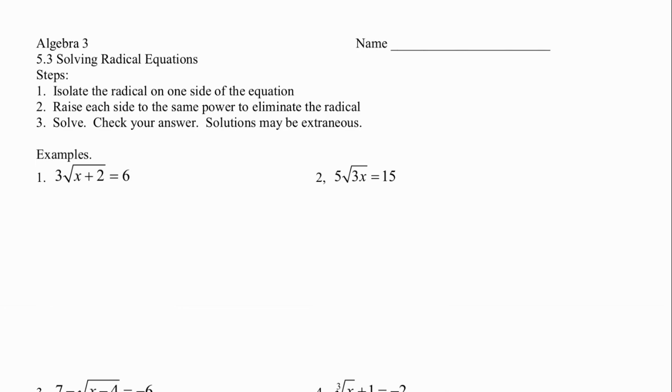So when we're trying to solve radical equations, the first thing we want to do is isolate the radical on one side of the equation. So we want to get the radical all alone, then we'll raise each side to the same power to eliminate the radical. We'll solve and we'll check our answer because we may have some extraneous solutions. So we're just going to jump in.